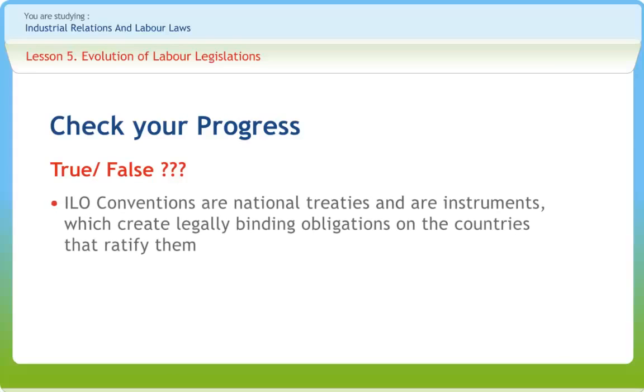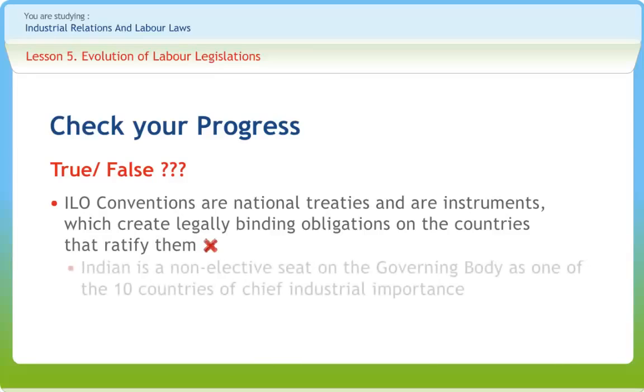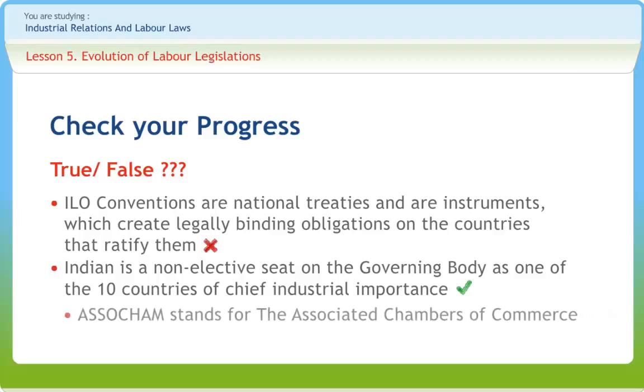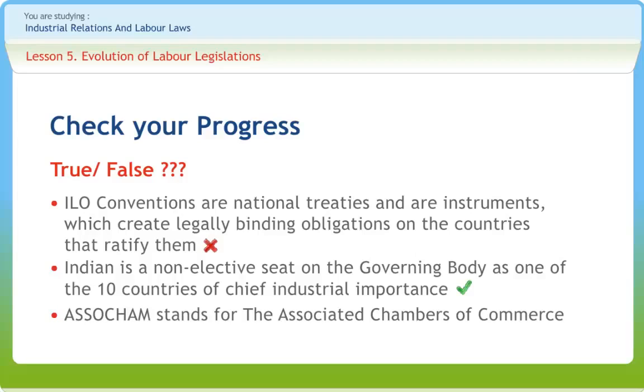ILO conventions are national treaties and are instruments which create legally binding obligations on the countries that ratify them. Right or wrong? Wrong. India holds a non-elective seat on the governing body as one of the 10 countries of chief industrial importance. Right or wrong? Right. ASSOCHAM stands for the Associated Chambers of Commerce. Right or wrong? Right. Now let's revise the whole concept.